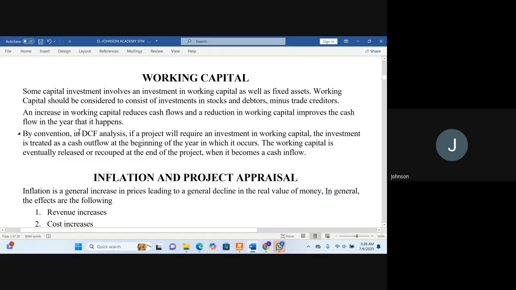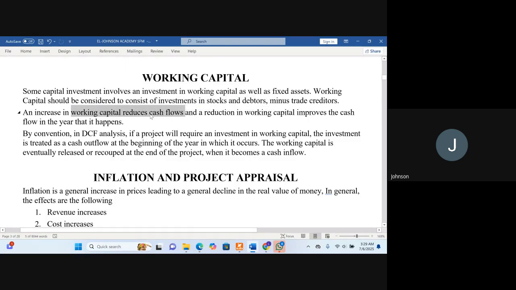Now, an increase in working capital reduces cash flows. An increase in working capital will always reduce cash flows, and a reduction in working capital improves the cash flows in the year that it happens. Okay, so let's say that you have 50 million in your bank. Then they now say they need working capital. We need to buy fertilizer. So an increase in working capital will always reduce cash flows.